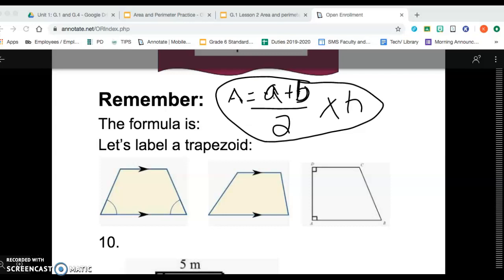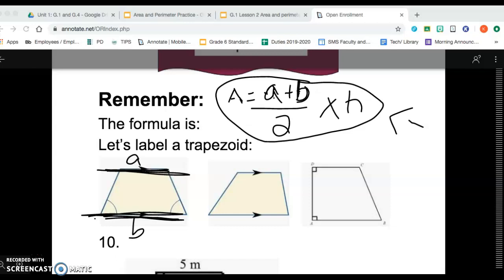So remember, let's label this trapezoid. For this part, you don't have to copy this down in your notebook, but do make sure that you copy down the formula, okay? A and B are your bases. A trapezoid technically has two bases, right? It has this one and this one. The two parallel lines are your bases. So A is on top and B is on the bottom. Really, it doesn't matter if you put the A on top and the B on the bottom, because we're just going to add them anyway. It doesn't matter which is which.